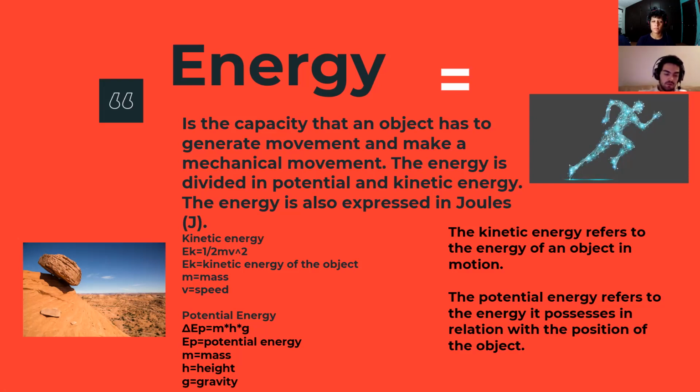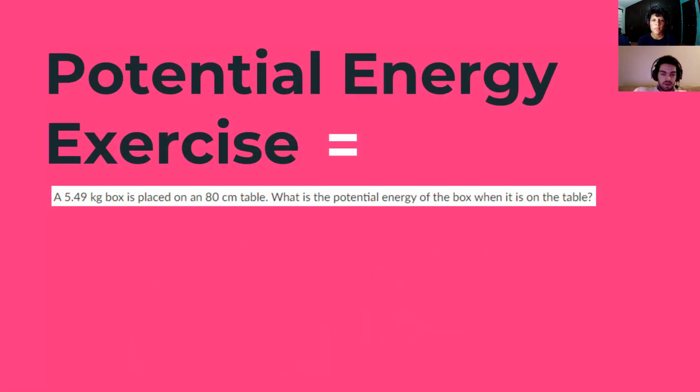Now we're going to talk about energy. The energy is the capacity that an object has to generate movement and to make a mechanical movement. The energy is divided in potential and kinetic energy. The energy is also expressed in joules with a J. The kinetic energy refers to the energy of an object in motion, and the potential energy refers to the energy it possesses in relation with the position of the object.